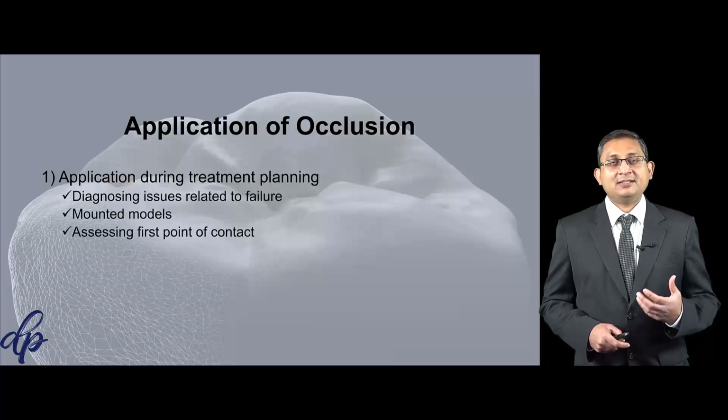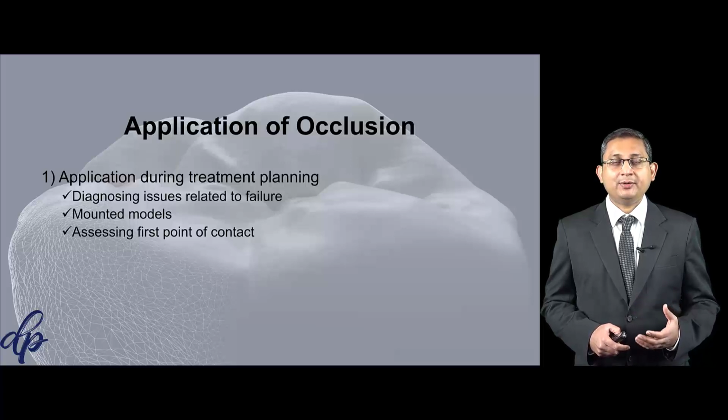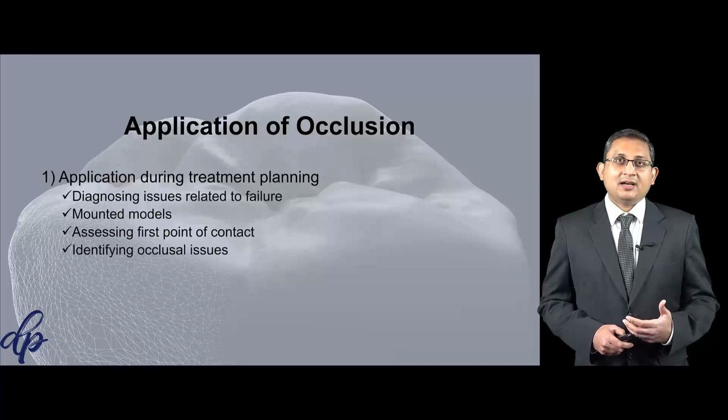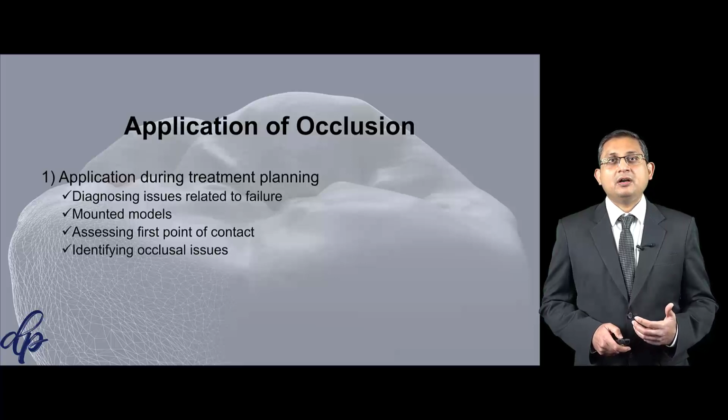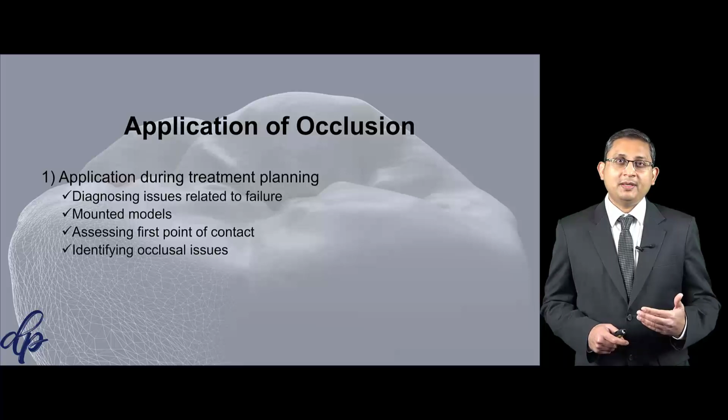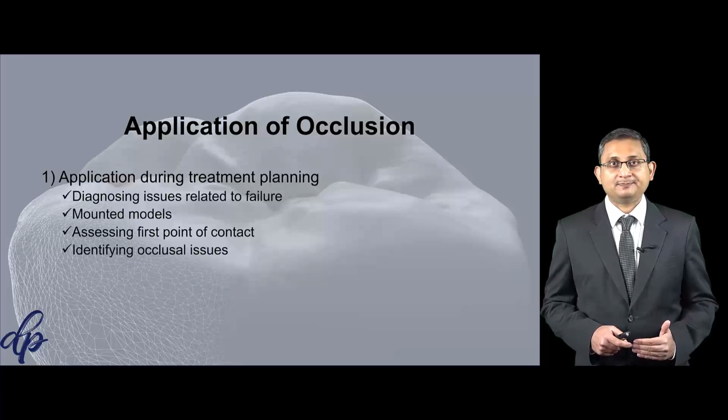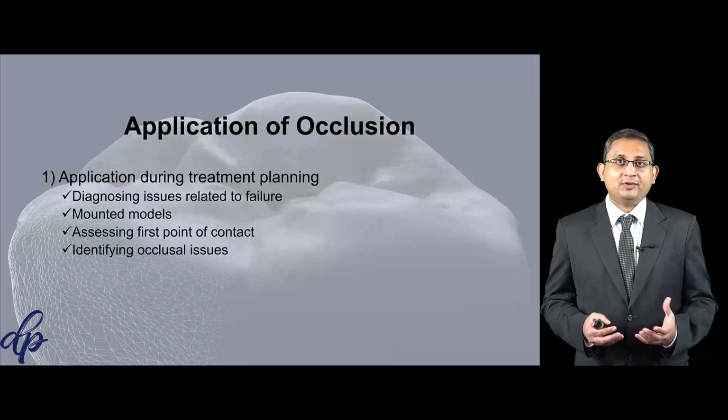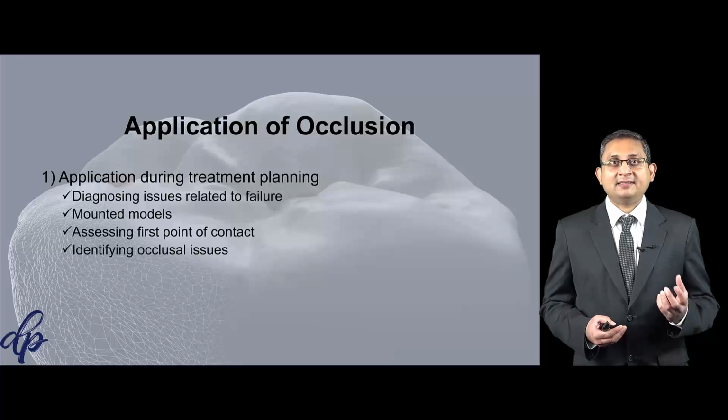Assessing first point of contact is very important, as we discussed in the previous video. You need to make sure that you assess the first point of contact to avoid disappointment when you are preparing posterior teeth in order to reduce their vertical dimension. You will be able to identify different occlusal issues if you have the occlusal knowledge, and you will be able to diagnose this before you do any treatment planning or any treatment. Because let's say you are restoring a tooth and that tooth has a non-working side contact, you don't want that non-working side contact on your restoration.